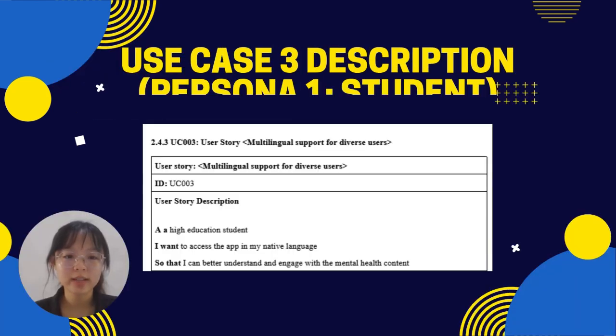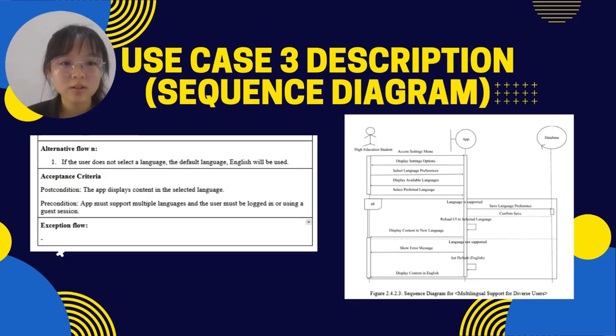Now I will explain use case 3, which is the multilingual support for diverse users. The user story states that as a higher education student, I want to access the app in my native language so that I can better understand and engage with the mental health content. So this is the sequence diagram of use case 3. In an alternative flow, if the user does not select a language, the default language will be English. For the acceptance criteria, the post-condition is the app displays content in the selected language. The precondition is the app must support multiple languages and the user must be logged in or using a guest session.